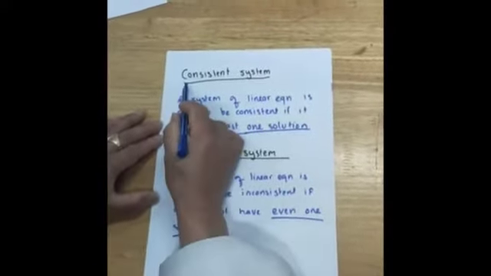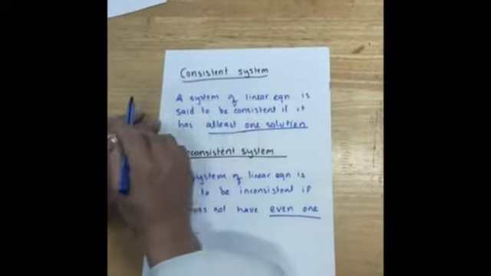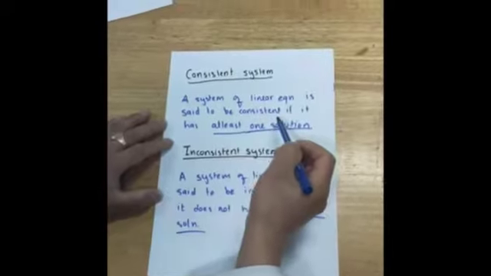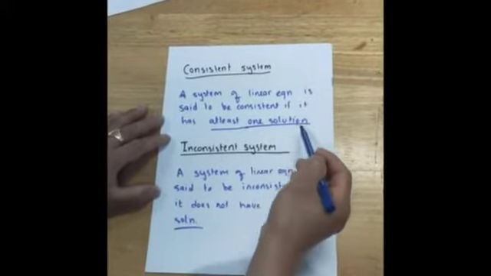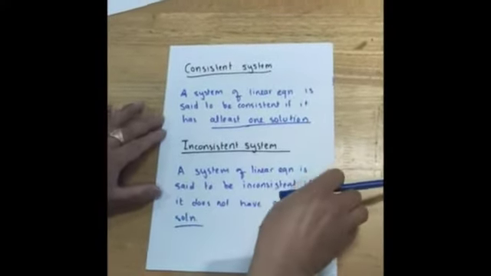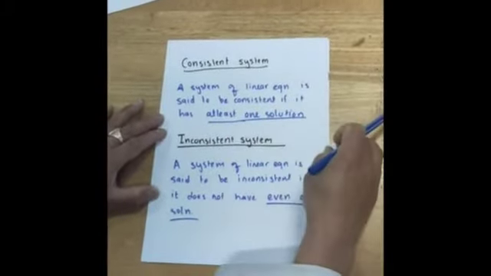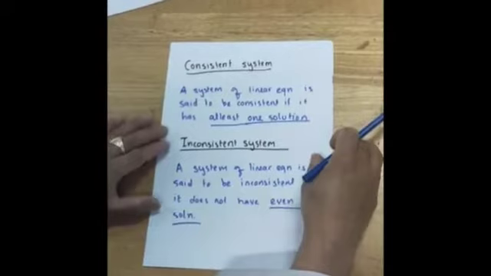So what is meant by consistent system? A system of linear equation is said to be consistent if it has at least one solution. That means any system of linear equation with at least one solution is said to be a consistent system.